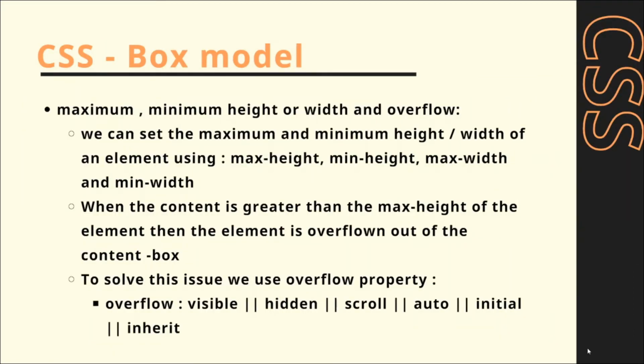The next topic includes minimum and maximum height or width and overflow. For setting the maximum or minimum height or width of an element, we use max-height, min-height, max-width, and min-width. When the content is greater than the max height of an element, the content overflows out of the content box. To solve this issue, we use the overflow property. The overflow property has different values such as visible, hidden, scroll, auto, initial, and inherit.